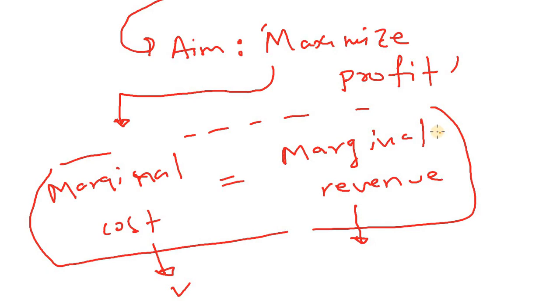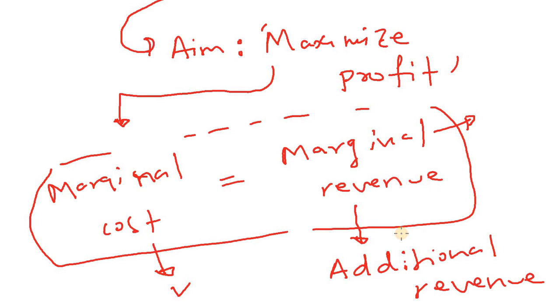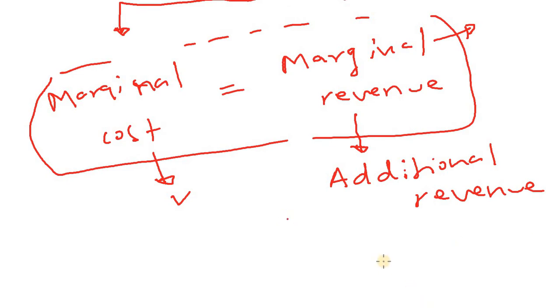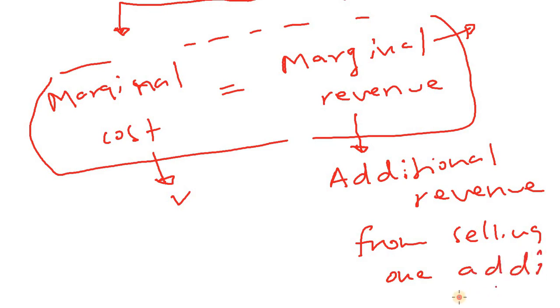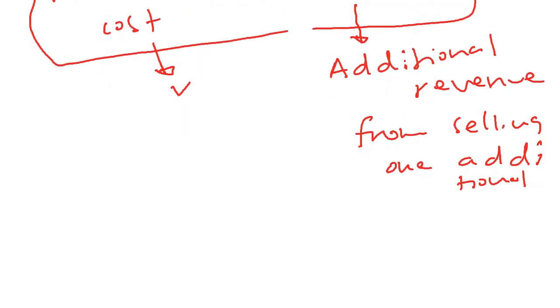So please remember, marginal means additional or extra. So marginal revenue is the additional revenue that a business obtains from selling one additional product. So whenever you sell one additional burger, the extra revenue that you get, that is the marginal revenue. You can understand the definitions are very similar. They have almost the same pattern in all of them.